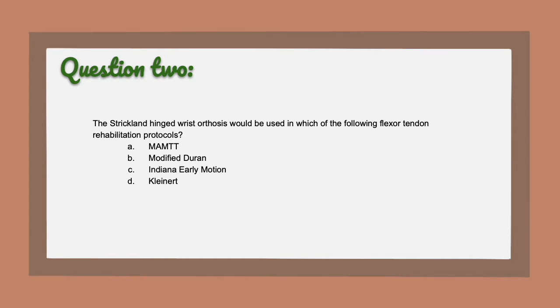A, MAMTT, B, modified Duran, C, Indiana early motion, D, Kleinert.